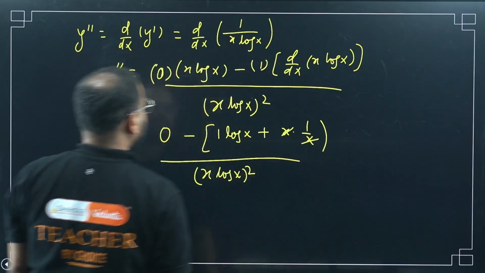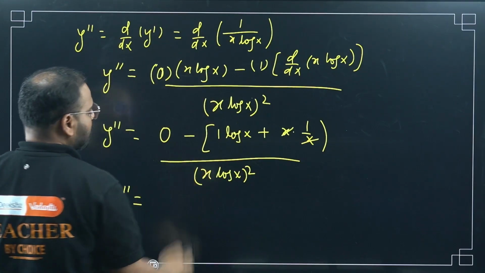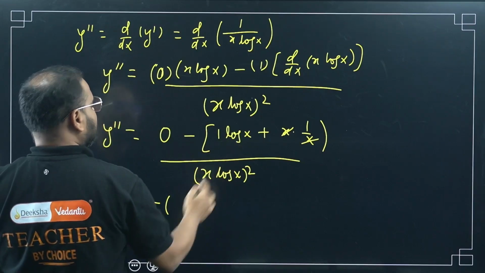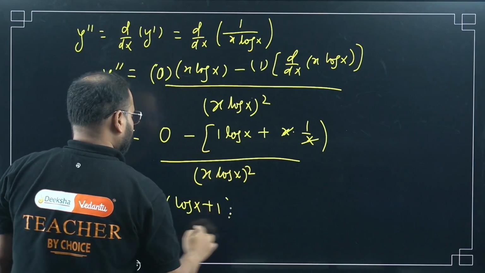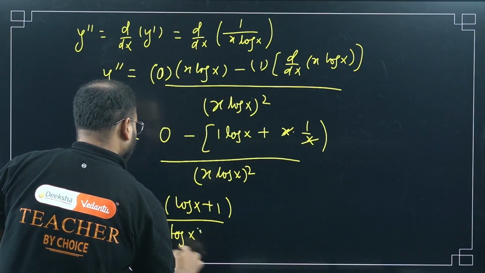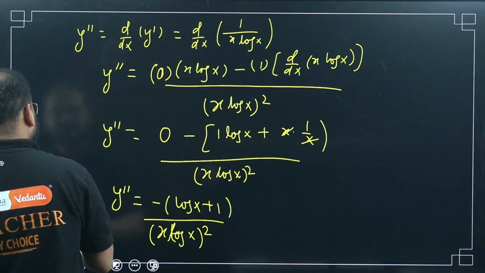x goes out. What is my answer? Please check here. y double dash is what? 0 not required, so I have a minus sign here. 1 into log x is simply log x. Plus 1, divided by x log x the whole square. What is y double dash? Same thing, right? Second order derivative, no?